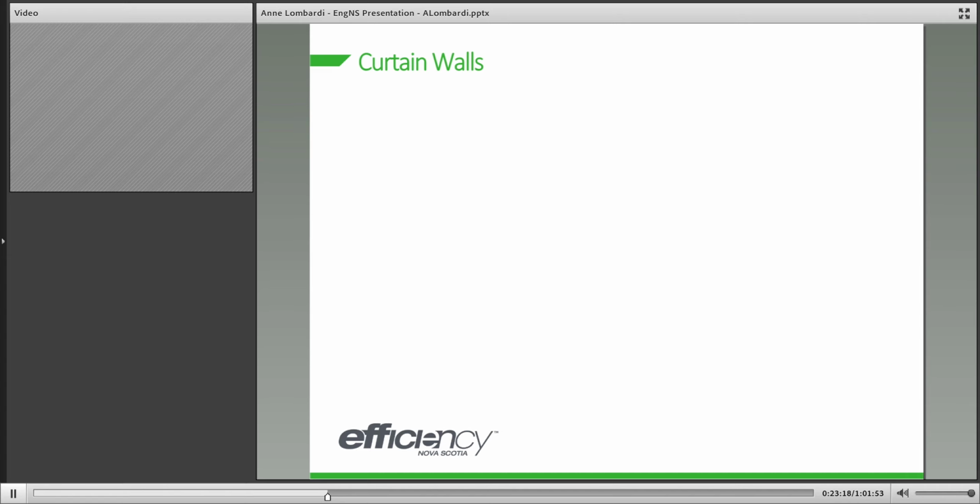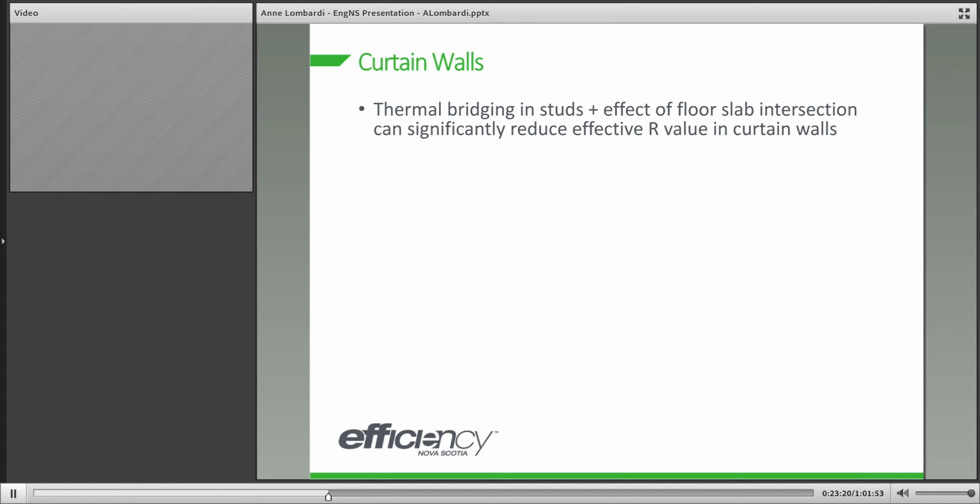Okay, I wanted to talk a little bit about curtain walls because it's a similar issue. Curtain walls, if you're not familiar with that term, are a type of wall that sits on the outside of the building. It's very flush and looks very nice, with lots of glass and metal. Very nice, but not typically very high performing in terms of insulation. And in curtain walls, especially if we have any kind of floor slab, not even necessarily balconies, but a floor slab that intersects with the wall, that plus the studs or the framing of the wall can really reduce the effective R value.